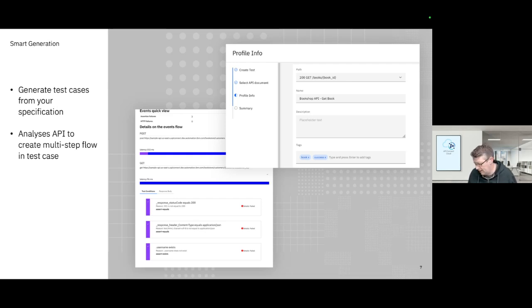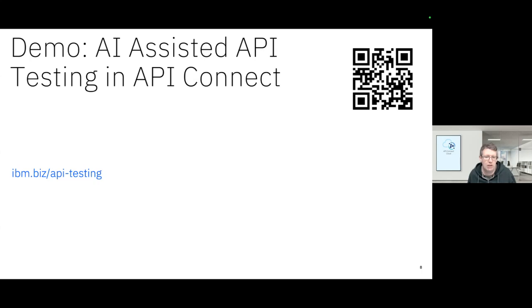And I'll show you in a demo now how these two can be used in practice. If you want, scan the QR code on screen or go to ibm.biz/API testing, there's actually a lab guide for the steps I'm going to take you through in the demo, so that you can work through it yourself in our SaaS environment on a free trial and explore a bit more about how this works for yourself.